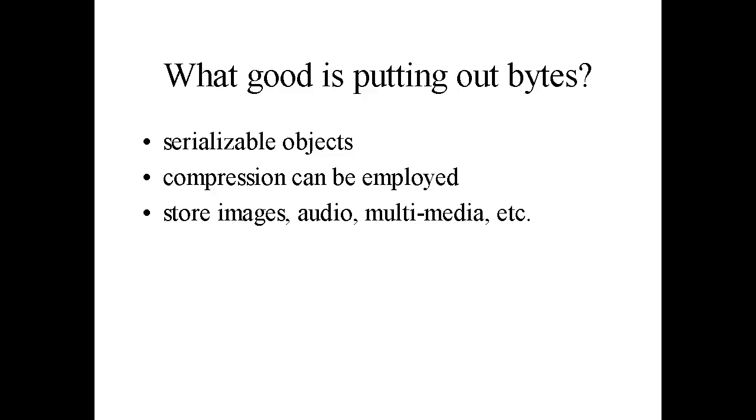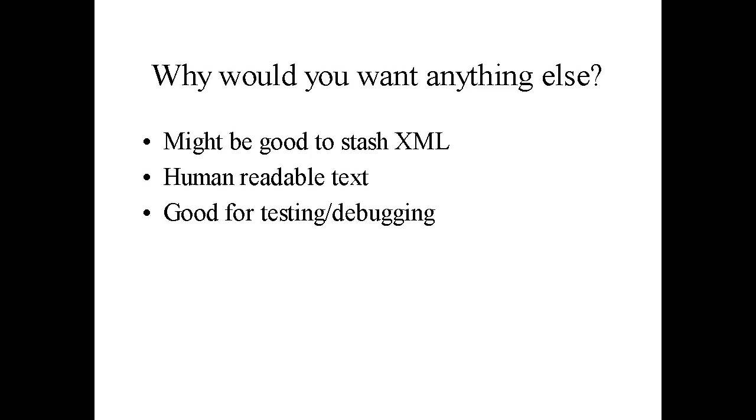So putting out bytes is a perfectly reasonable way to serialize your objects. You can put them out as XML, or you can use an object output stream, or you could use an XML encoder. You can compress your objects. You could store all kinds of things: images, multimedia, audio.